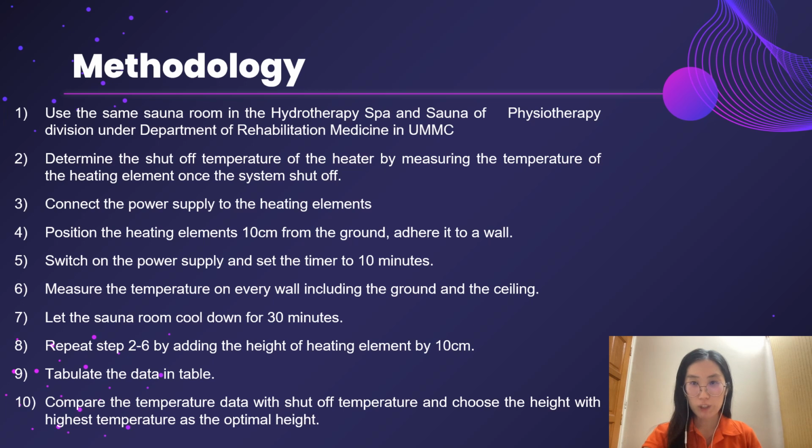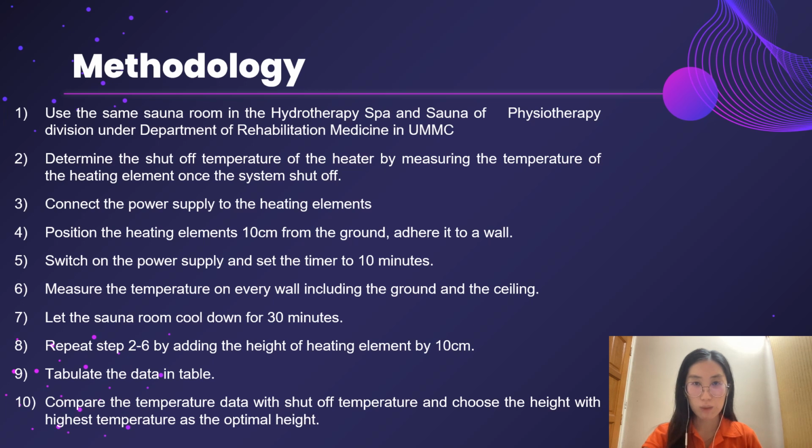The shut-off temperature of the heater is first determined by measuring the temperature of the heating element once the system is shut off. Then connect the power supply to the heating elements. After that, position the heating elements 10 cm from the ground and adhere it to a wall. Step 5. Switch on the power supply and set the timer to 10 minutes and measure the temperature on every wall including the ground and also the ceiling.